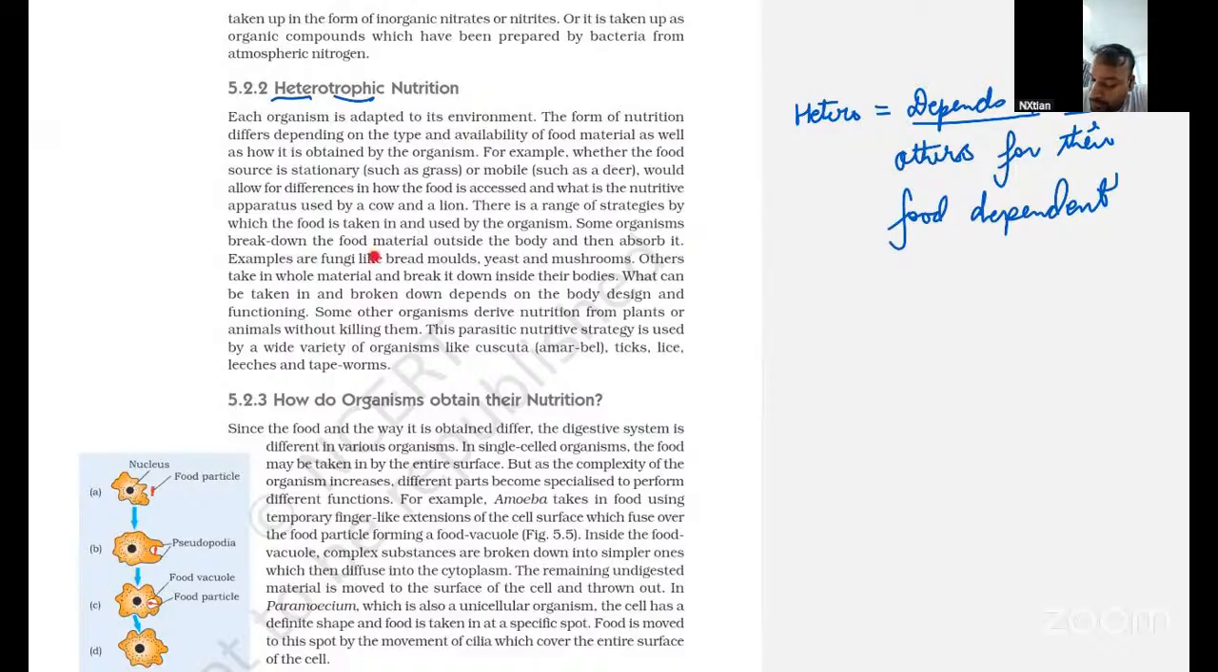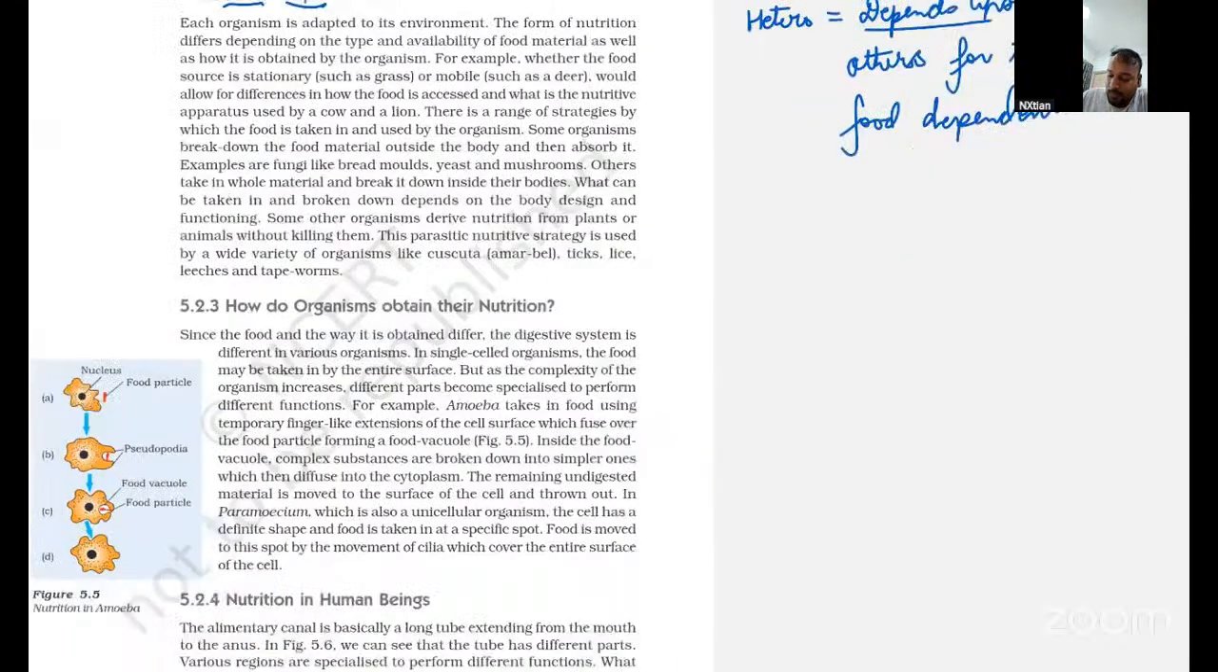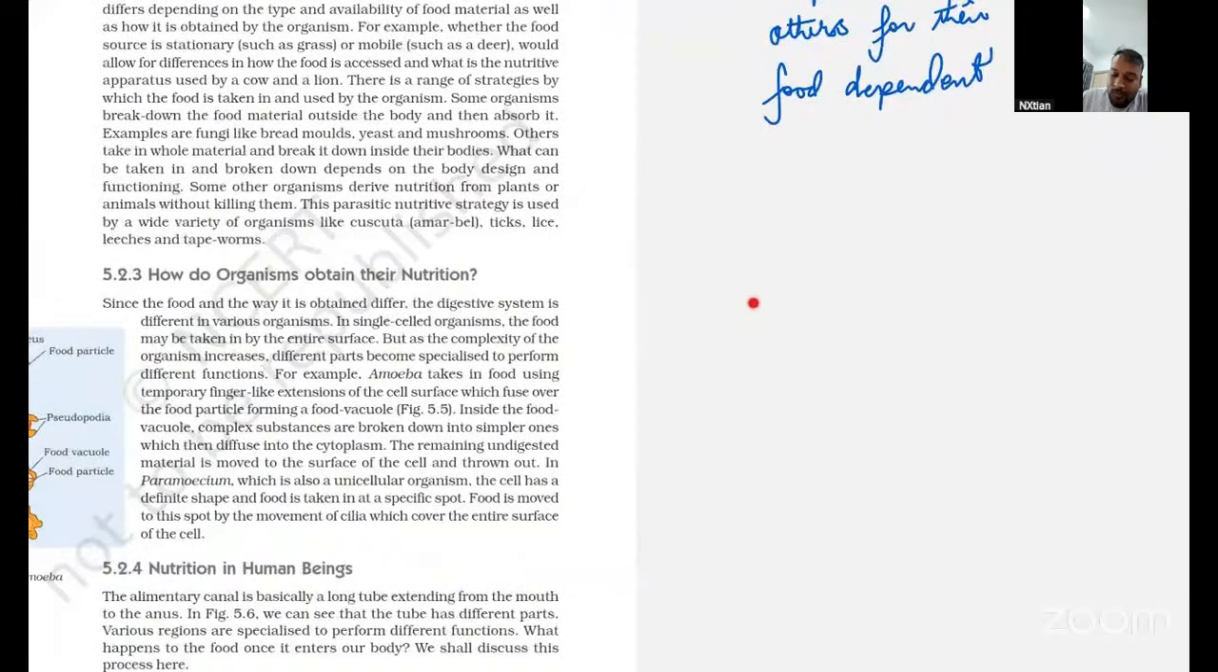Some organisms break down the food material outside the body and then absorb it. Examples are fungi like bread mold, yeast, and mushrooms. Others take in whole material and break it down inside their bodies. What can be taken and broken down depends on the body design and functioning. Some other organisms derive nutrition from plants or animals without killing them. This parasitic nutritive strategy is used by a variety of organisms like Ascaris, Amoeba, lice, leeches, and tapeworms.